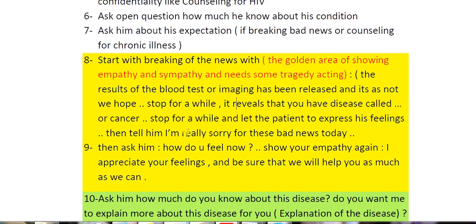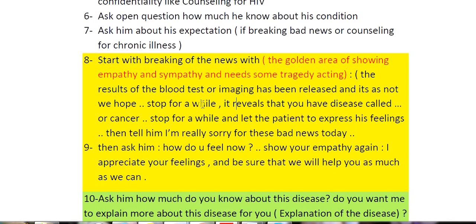You can at this point wait for a while to see the act of the patient, or the reflection or the reflex of the patient. Maybe the patient never heard about multiple sclerosis or epilepsy or hypothyroidism. So at that point you have to ask him, do you have any idea about this disease?